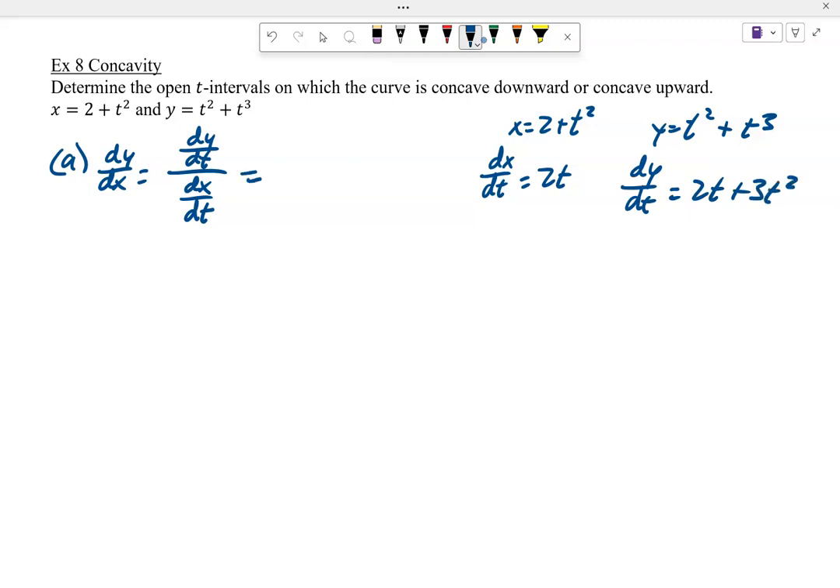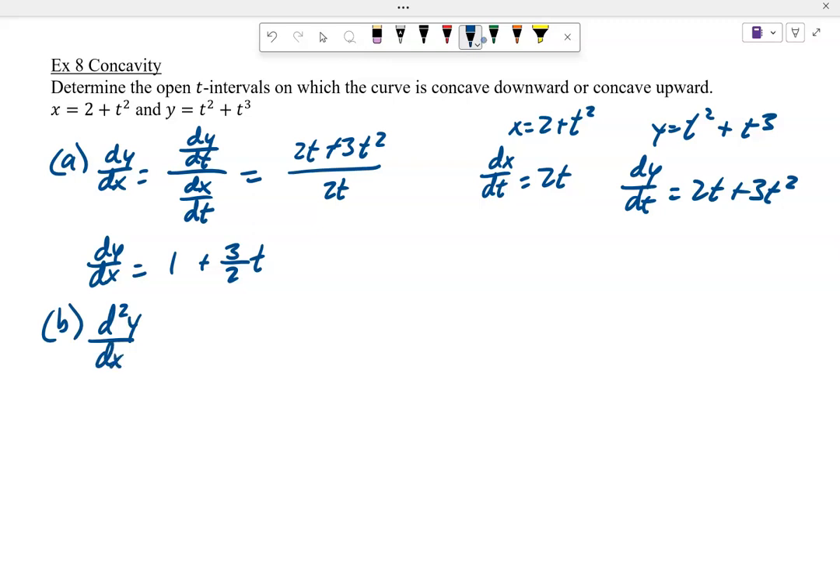So this would become 2t plus 3t squared for dy/dt, over dx/dt, which is 2t. And so dy/dx is 2t over 2t, so 1, plus 3t squared over 2t, so that's 3t over 2, or 3 halves t. So 1 plus 3 halves t. So that's the first derivative. We're being asked about concavity, so we're going to find the second derivative: d/dt of dy/dx over dx/dt.